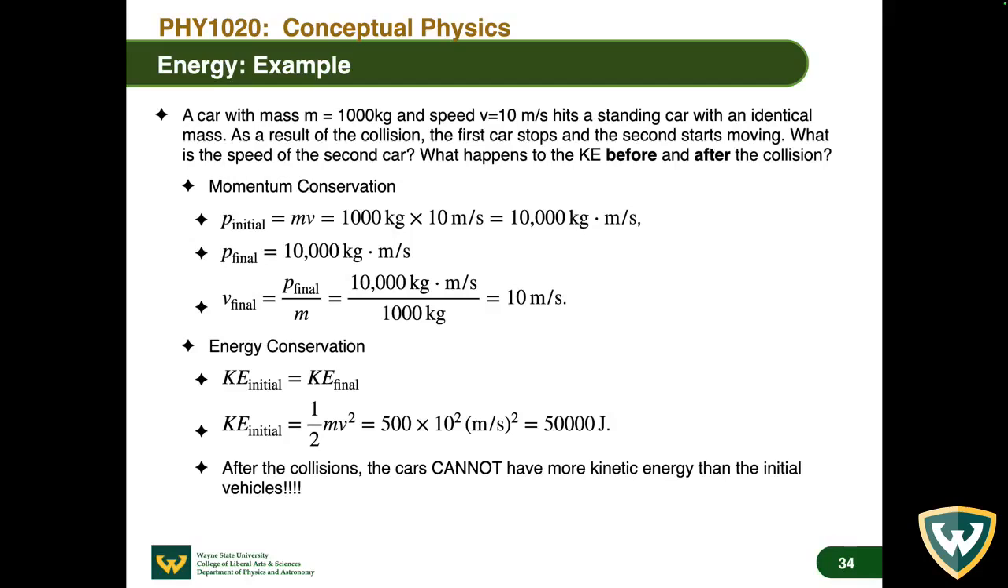So what we find is that the car coming in had a kinetic energy of 50,000 joules, right? That's 1/2 of 1,000 times the square of 10, right? So 1/2 of 1,000 is 500 times the square of 10, which is 100. So we're talking of 50,000 joules. And we find that before and after, this is going to be the kinetic energy.